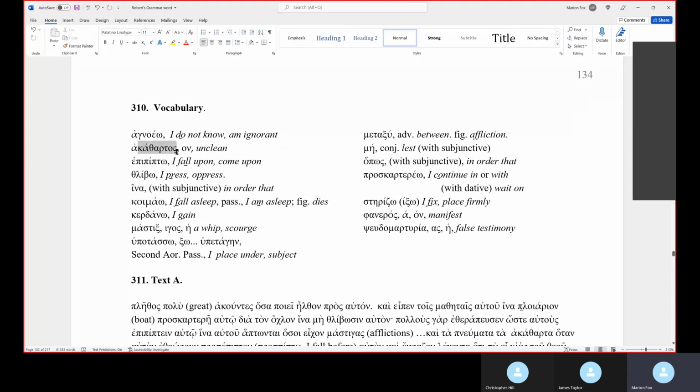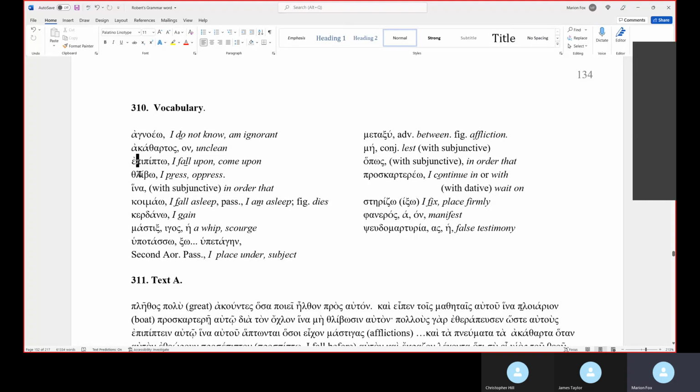And then here's another alpha privative. Katharos is clean, and the alpha privative makes it unclean. I think our word catheter comes from this in a medical sense. Catheter, and catheterize. And then there's pipto, to fall, and then epi, upon: to fall upon or come upon. Thlibo, I press.